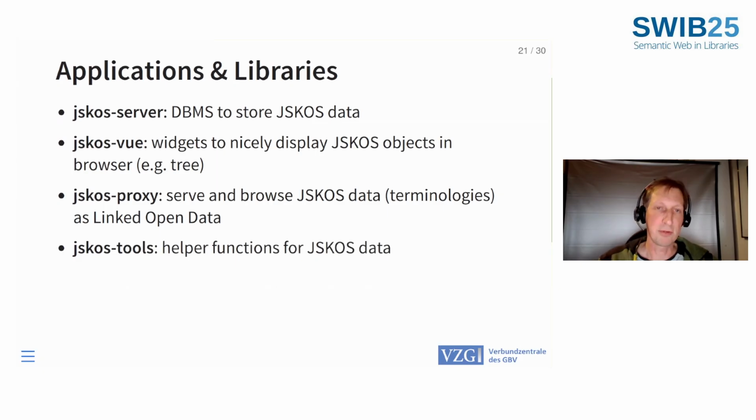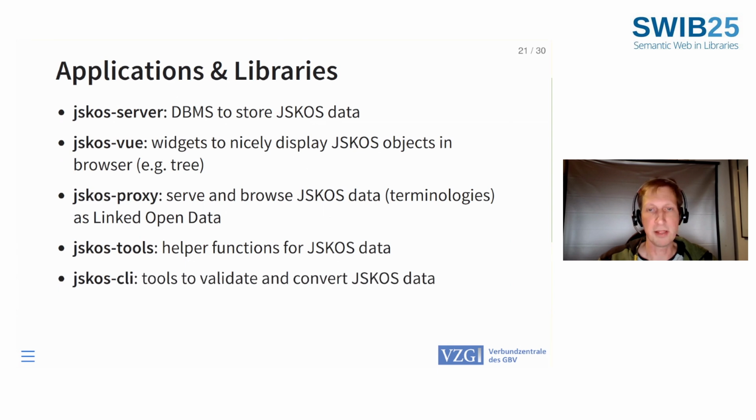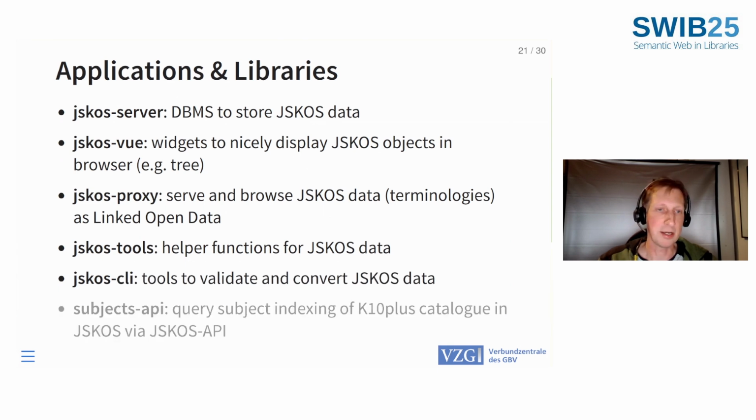Yeah, then for programming, we have several JavaScript libraries, JSKOS tools or command line interface to validate and convert data. And we have an API that queries our main library catalog, so you can look up subjects of a record or look up which books are indexed with a given subject given by its URI. And yeah, there's some more, but these are the main applications and libraries.